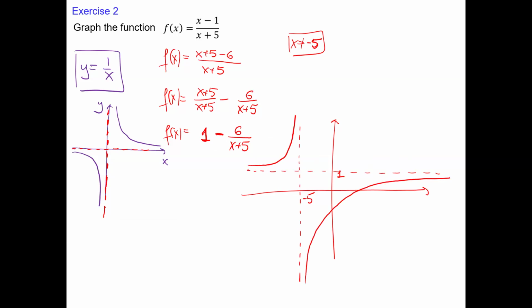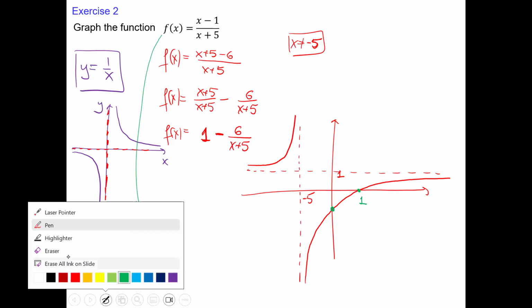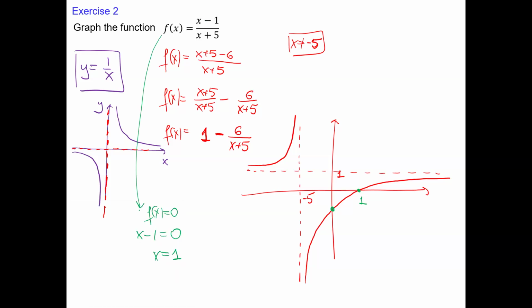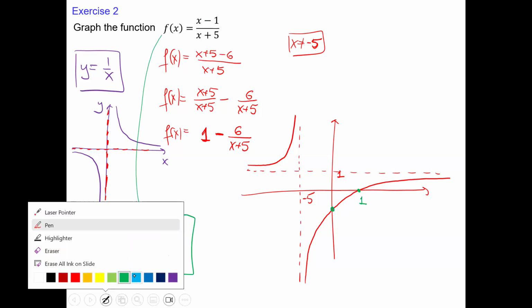Vertical and horizontal. Now we can also find the x-intercept and the y-intercept. For the x-intercept, the function equals 0 if the numerator equals 0, so x equals 1, the x-intercept. My pen is not following what I'm really writing.